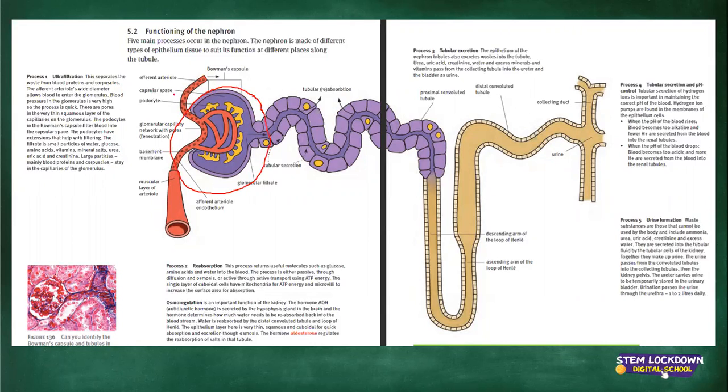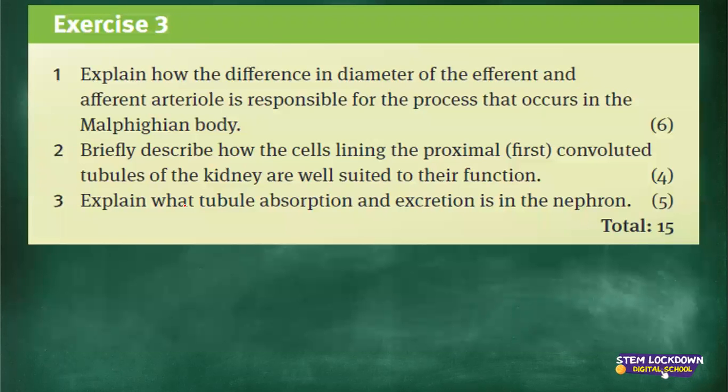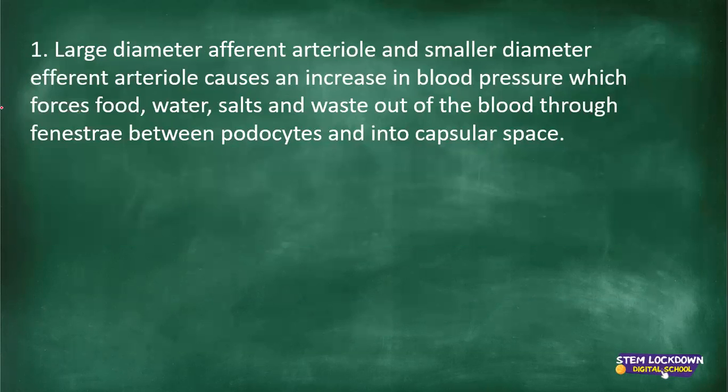So what role do the differences in diameter have here? The efferent one is narrower and the afferent arteriole is wide. So what difference does it make? How is the difference in diameter responsible for the process? The afferent arteriole has a large diameter and the efferent has a small or narrow diameter. I gave you a hint: afferent is the large diameter, and efferent is the narrow diameter.